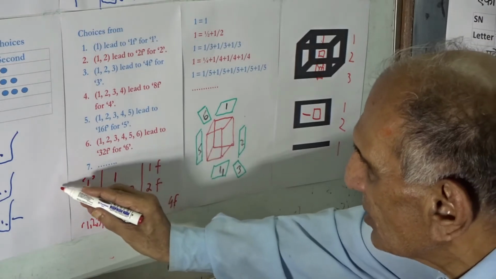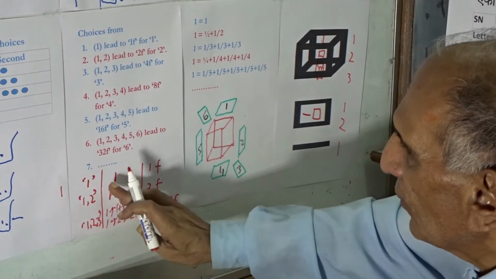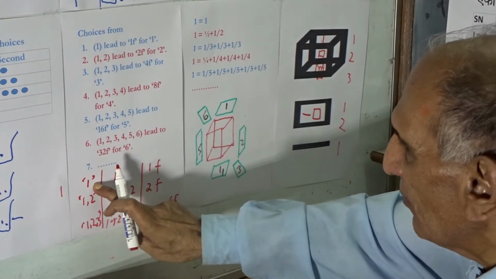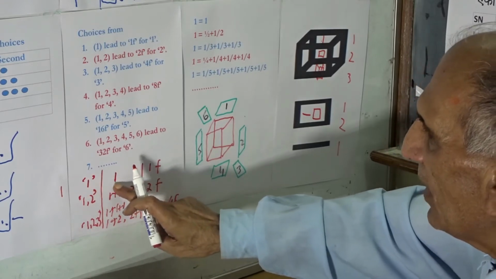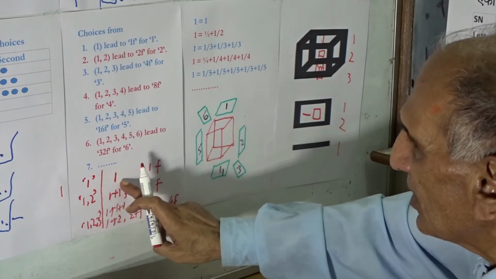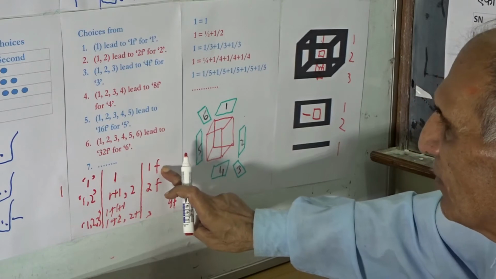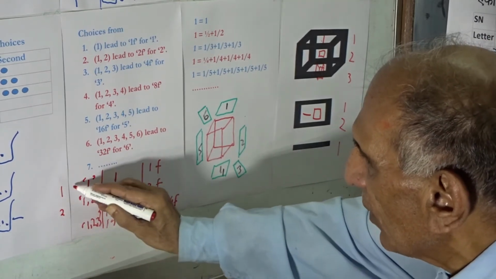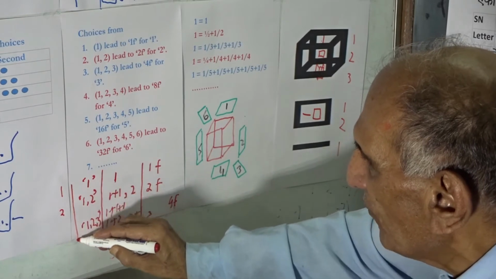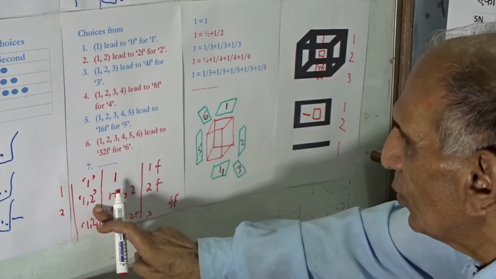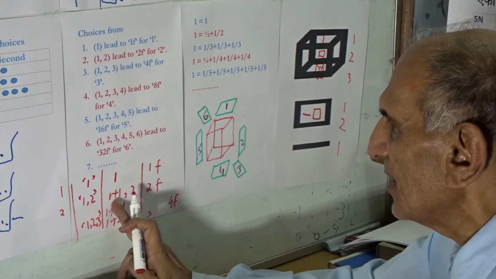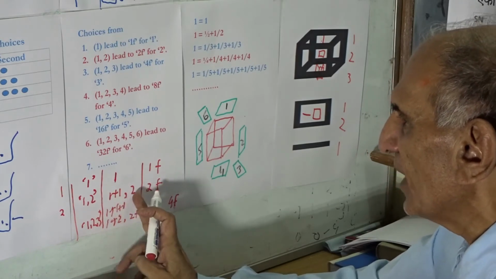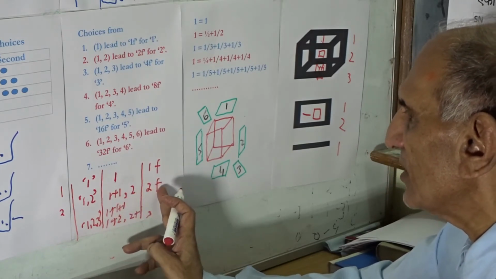So if we want to reach value 1 from the set of the single entity 1, it will give only one way to reach 1, so it will have frequency 1. If we want to reach value 2 from the choices of the set of values 1 and 2, then we can have two ways in which we can reach 2, and we say the frequency is going to be 2.